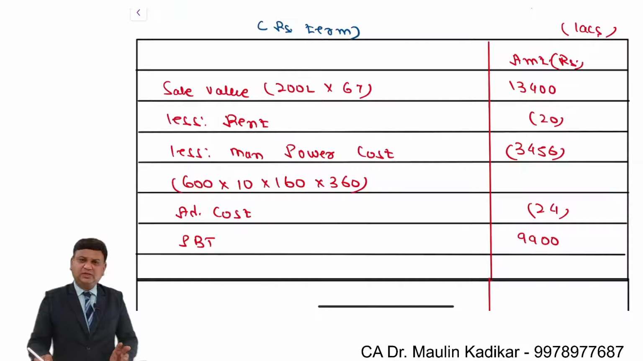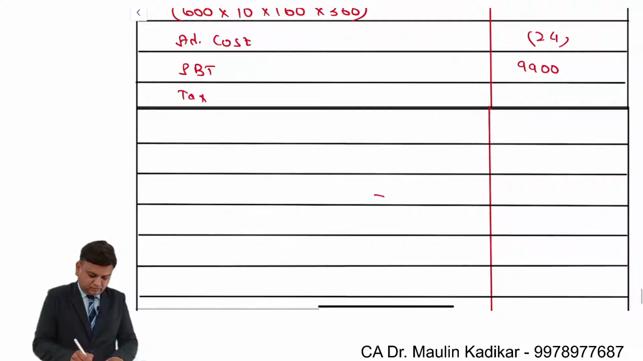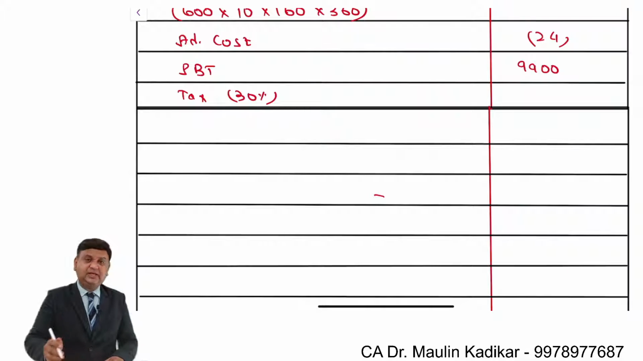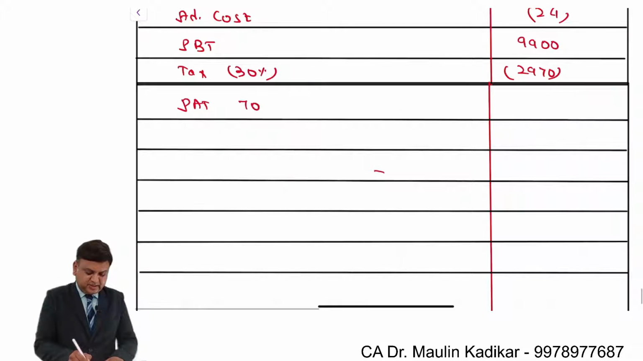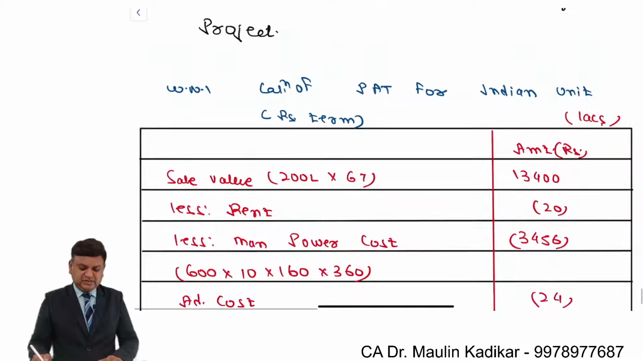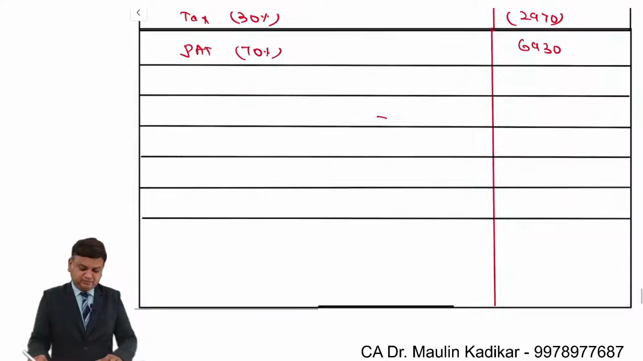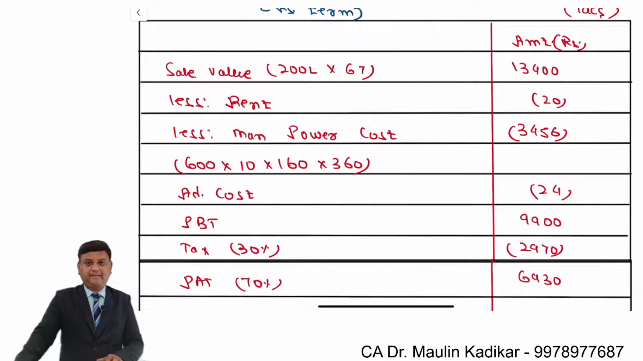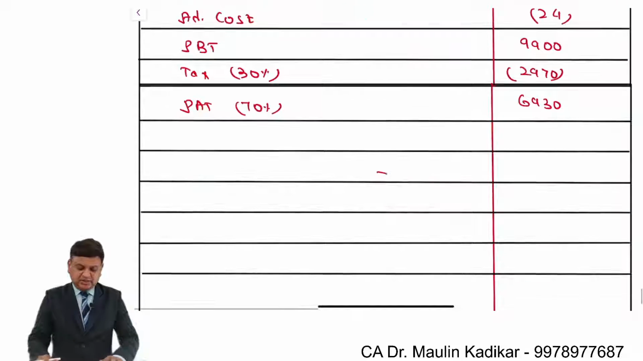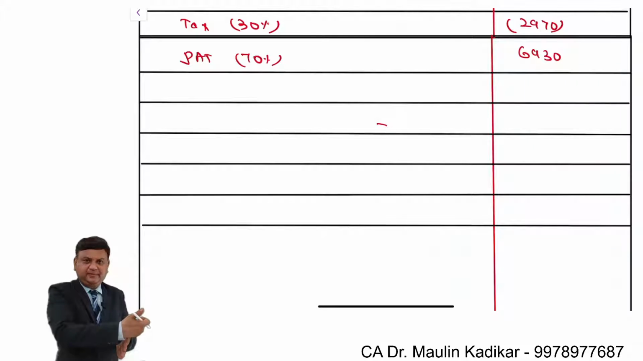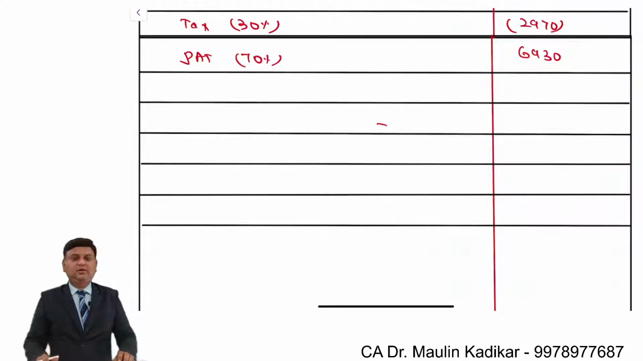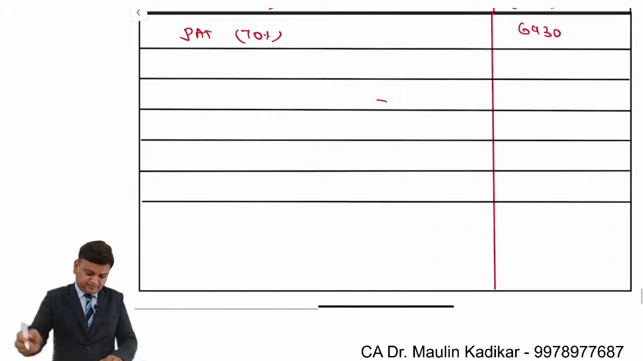Okay, what is income tax rate? It is only 30%. So tax is required to be paid to the Indian government, 2970 lakhs. Profit after taxes is 70%. It is 6930 lakhs. This is the amount of the profit after taxes in the Indian unit. Okay. Now friends, we understand that whatever is the profit which is there in India is basically belonging to the US company only. So this profit belongs to the US company. So this amount is required to be repatriated over there.